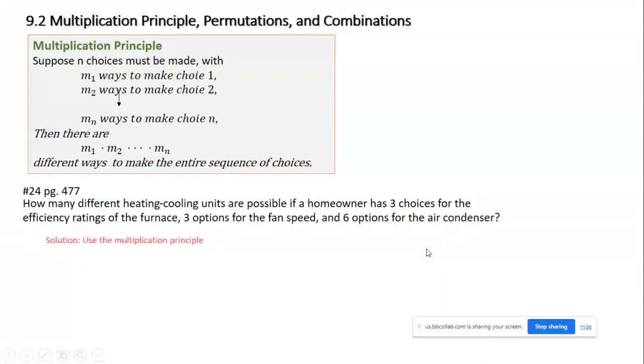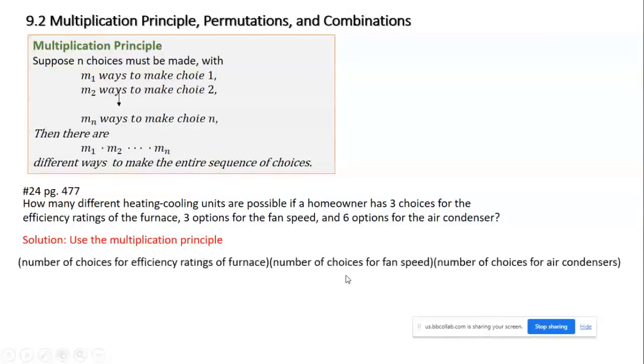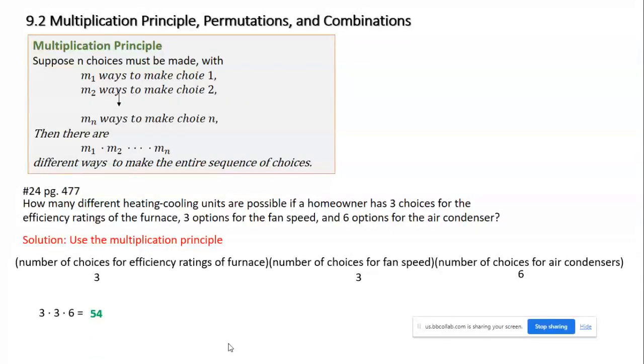And we call it the multiplication principle because in order to get this answer, you're going to multiply all of our options that we have. So we have a choice for efficiency, we have a choice for fan speed, and we have a choice for the air condenser. So for efficiency, there's three choices. For fan speed, there's three. For air condenser, there's six. So the total possible is 3 times 3 times 6. Okay, so that is 54.